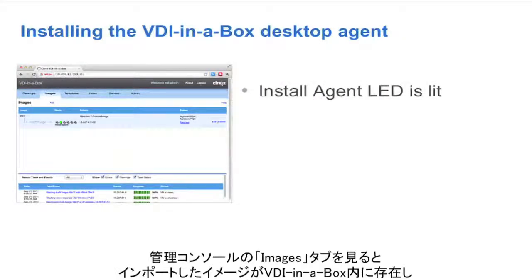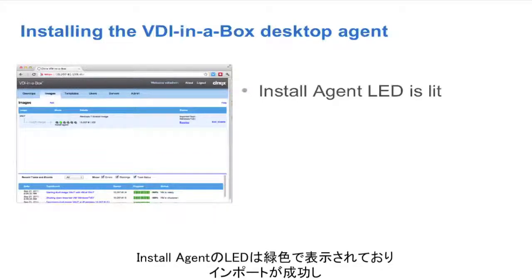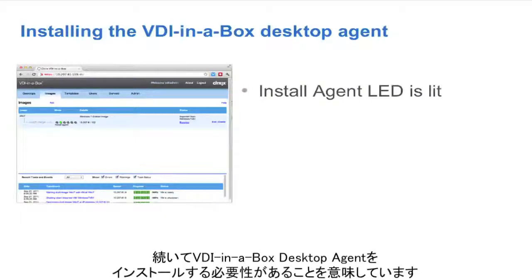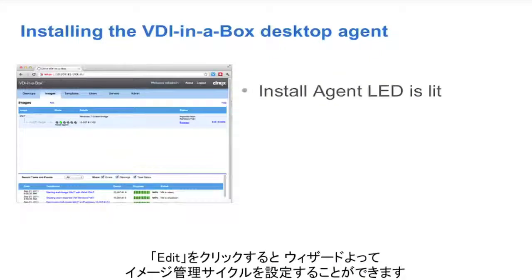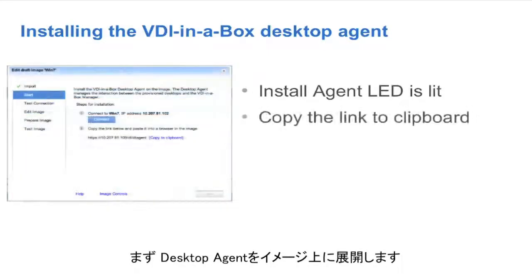On the Images tab of the Administration console, we see that the Windows image that we have imported is now in VDI-in-a-Box and shows that it is running. We see that the LED for the Install Agent step is green, indicating that the import has been successful, and we must now install the VDI-in-a-Box Desktop Agent. We will click the Edit link to take us into the guided wizard, which will walk us through the image management cycle. Our first step is to deploy the desktop agent on the image.